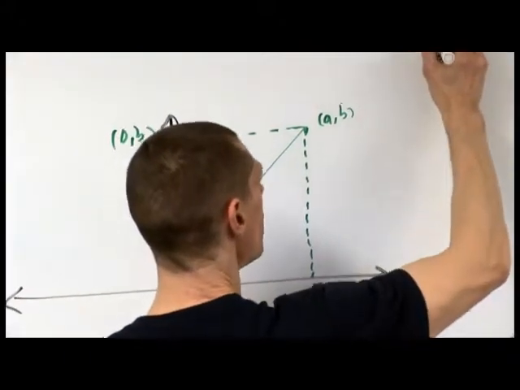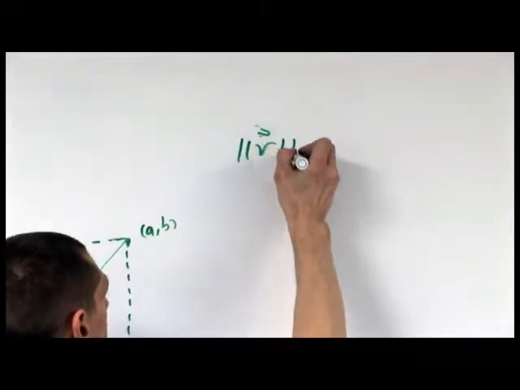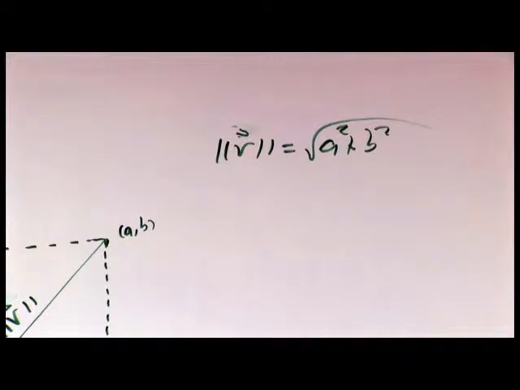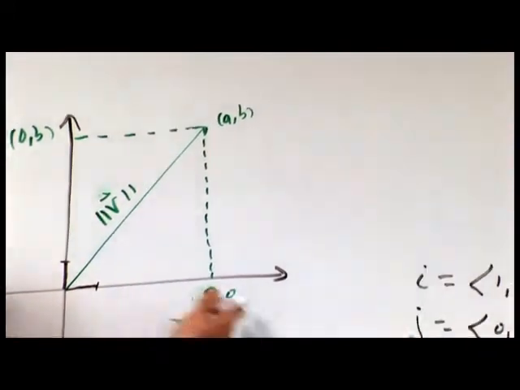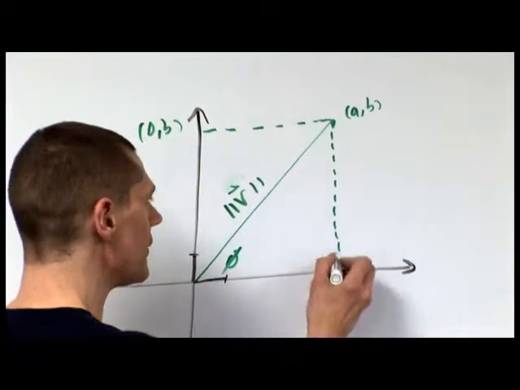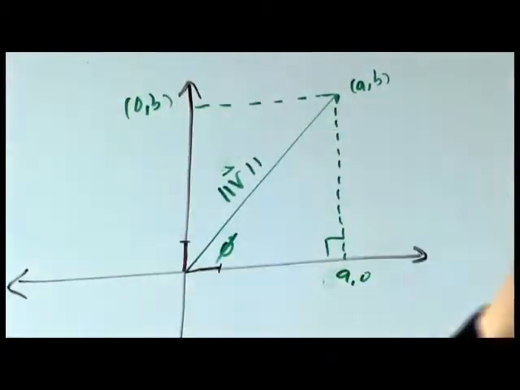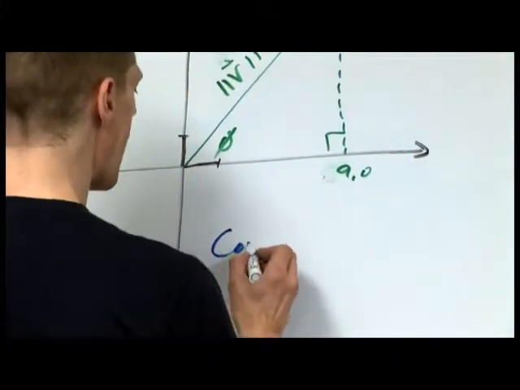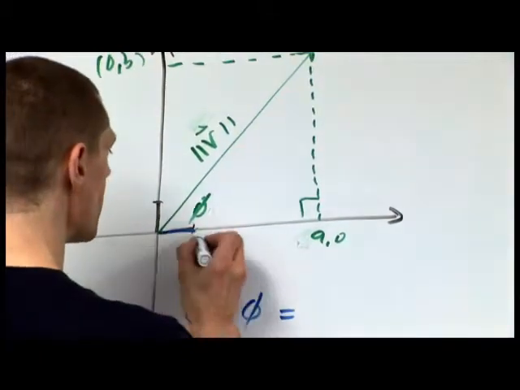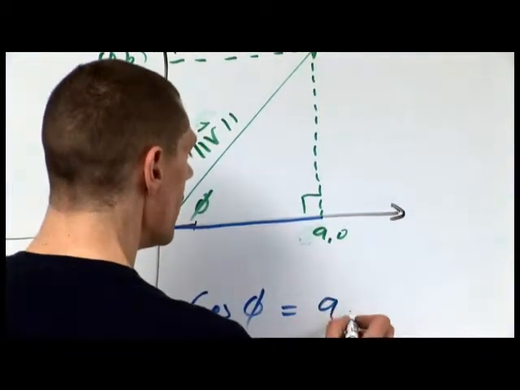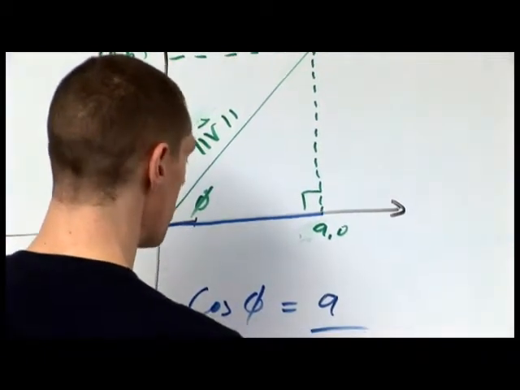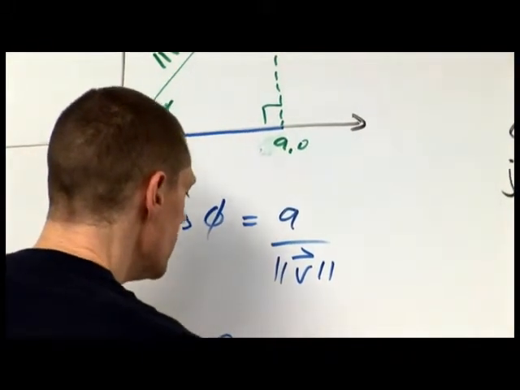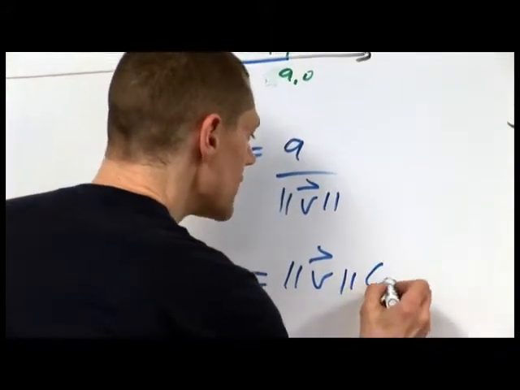And remember, the norm of the vector is going to be the square root of a squared plus b squared, your basic Pythagorean thing. What's the relationship? Here's some angle theta. This is a right angle. So the cosine of this theta is your length a over the norm of v, right? So a is equal to the norm of v times cosine theta.